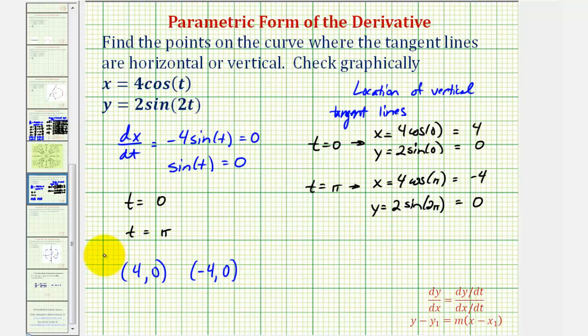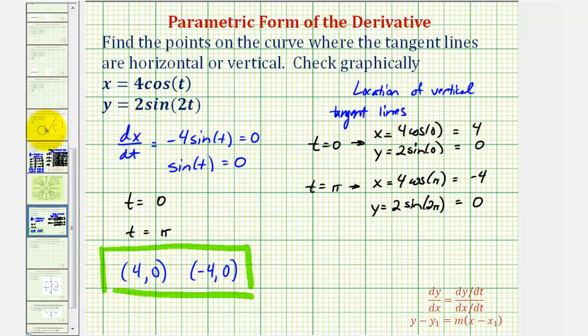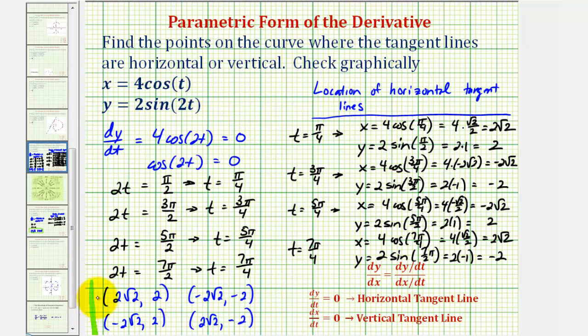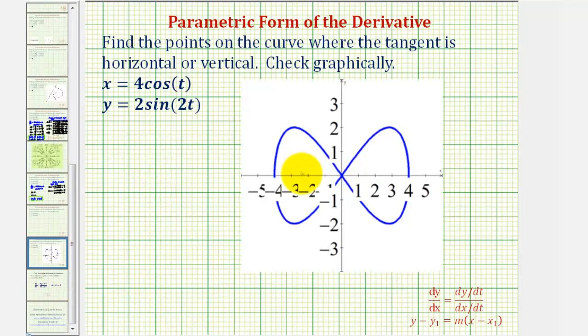So we found there are 2 points where we expect a vertical tangent line, and we have 4 points where we expect horizontal tangent lines. So let's go ahead and verify this graphically. Here's the graph of the plane curve using the parametric equations. Notice how there are 4 points where we'd have horizontal tangent lines.